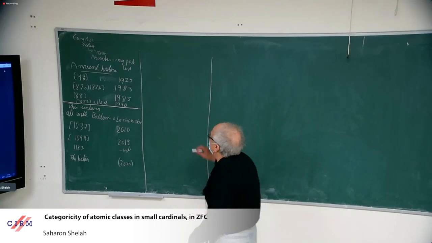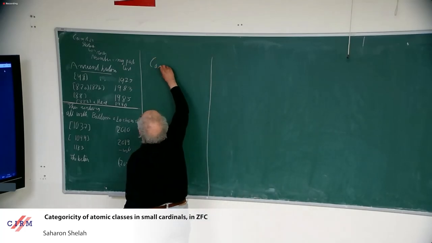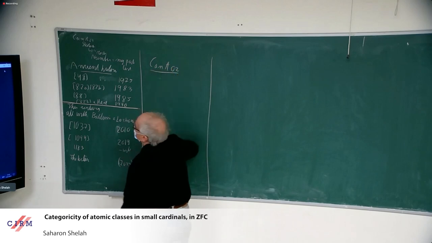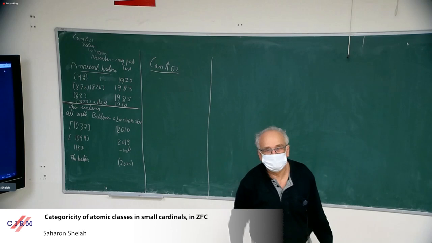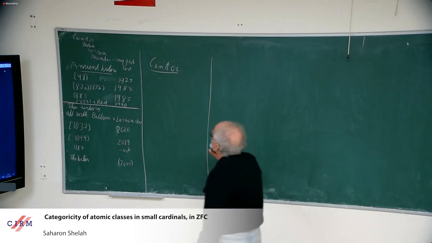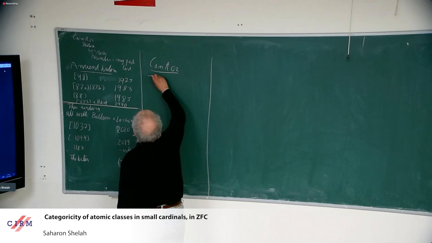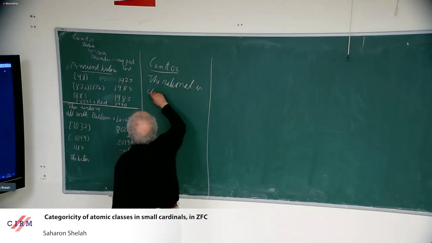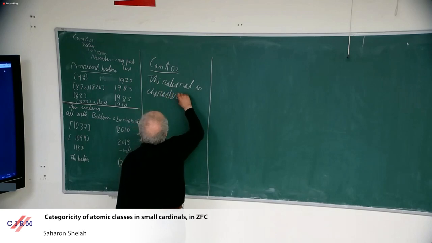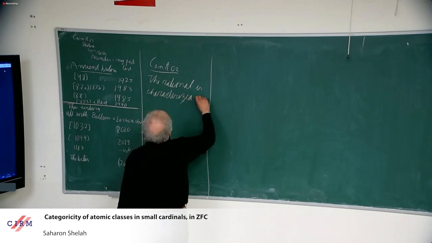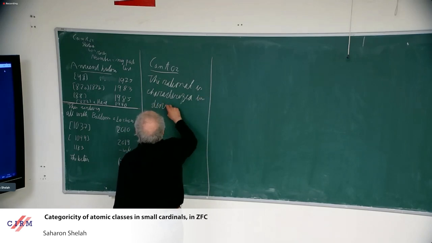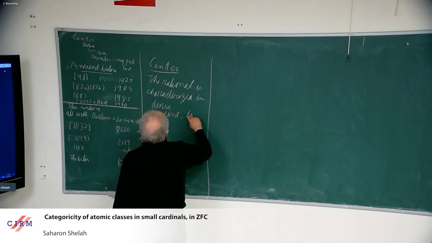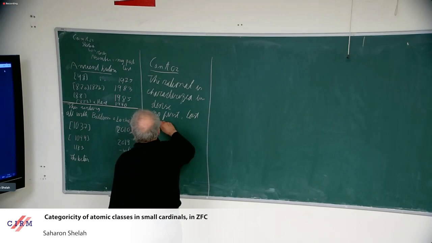Now, let me start with Cantor. Well, it's hard to imagine that infinite numbers were not noticed before, but this is. He says that the rational order is characterized by dense, no first and last, and countable.